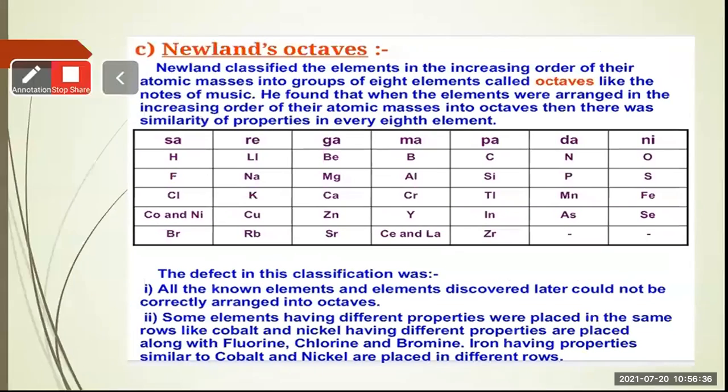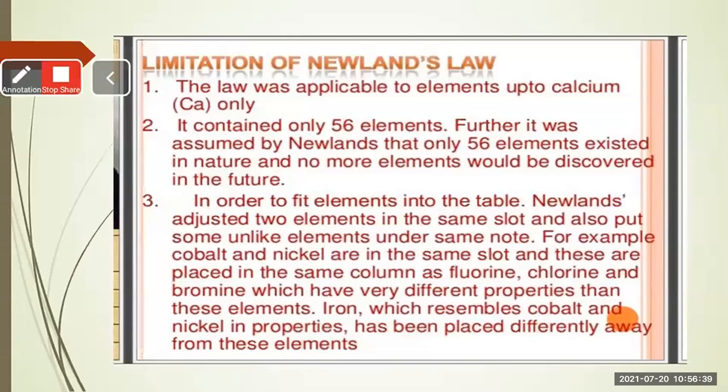Then the law was applicable to elements up to calcium only. Okay, it was applicable only up to calcium. Then what about other elements? Or we should not consider the other elements. It contained only 56 elements. Further, it was assumed by Newlands that only the 56 elements existed in nature and no more elements would be discovered in the future. So he considered that these 56 elements existed in nature and in future no more elements would be discovered.